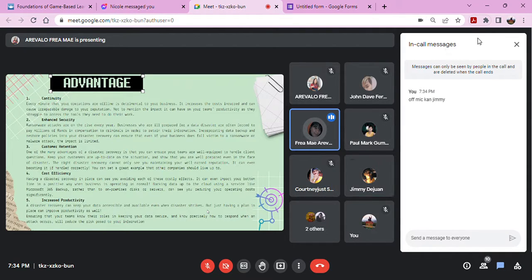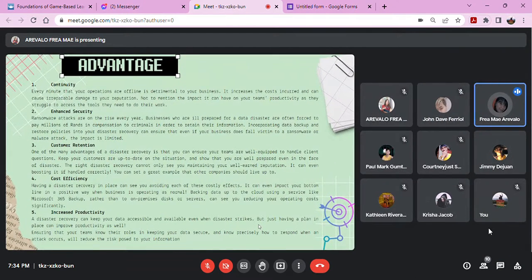So, ang pagkakaroon ng disaster recovery plan sa isang kumpanya na naka-backup yung mga files nila sa cloud, so mas makakaiwas sila when disaster strikes, parang ganon. Tapos, tuloy-tuloy lang yung operation nila kahit magkaroon ng disaster naman. Number two is enhanced security. Ransom attacks are on the rise every year. Businesses who are ill prepared for a data disaster are often forced to pay millions of rands in compensation to criminals in order to retain their information.